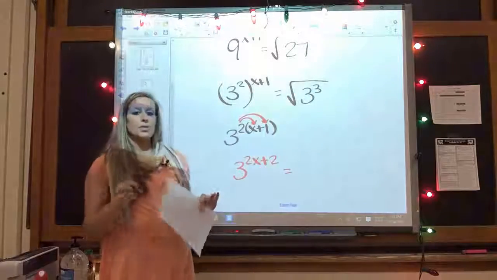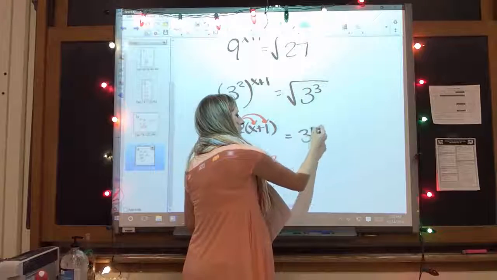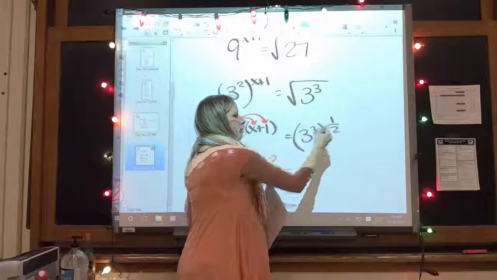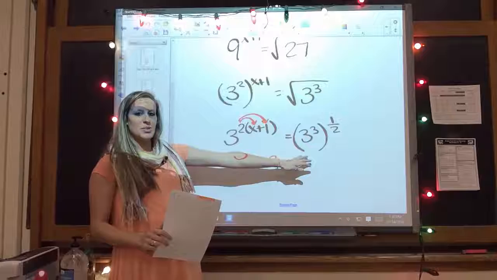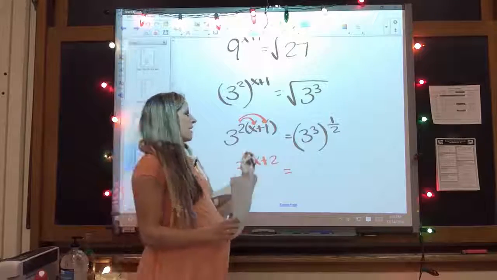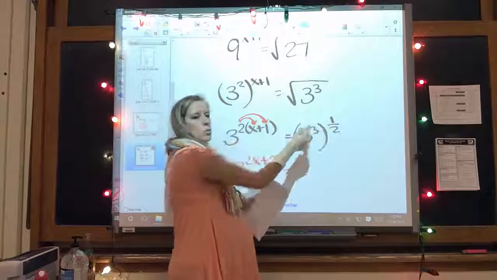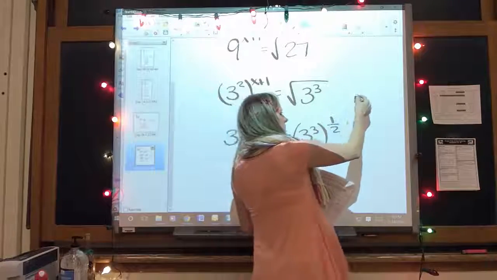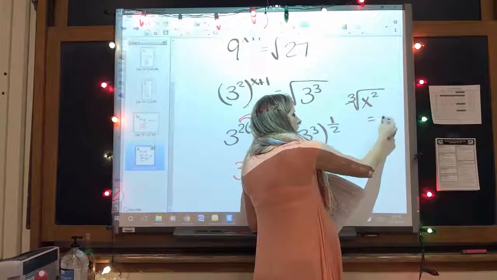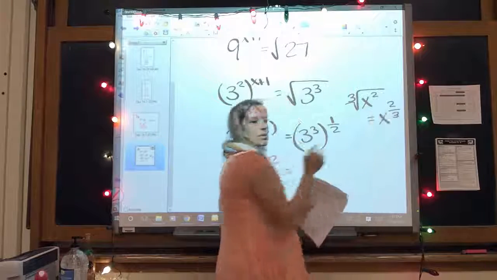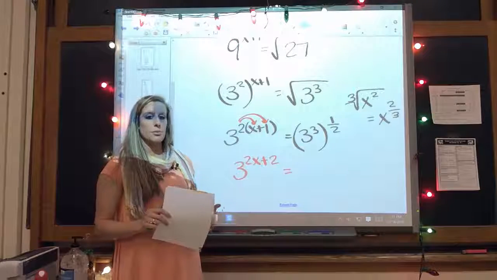Now, if I have the square root of something, remember how we said that's like saying to the 1/2 power? Rational exponents are back. We're going to use those too. So square root is like 1/2. If you remember, if we took the cube root of x squared, it's the same thing as x to the 2/3. Like I said, rational exponents, you're going to have to remember how to do those too.